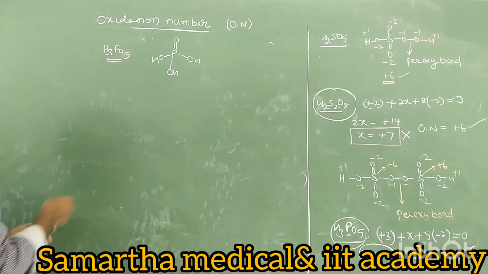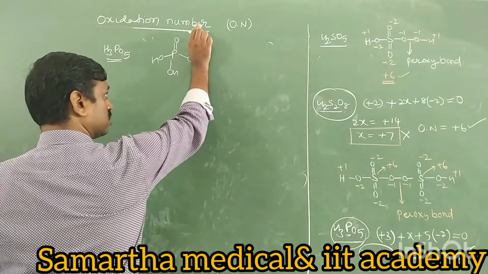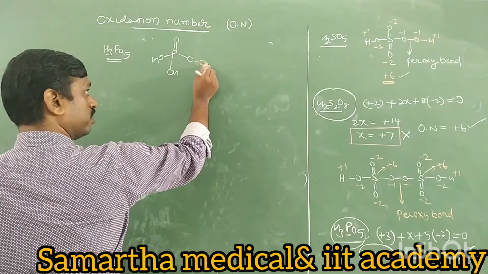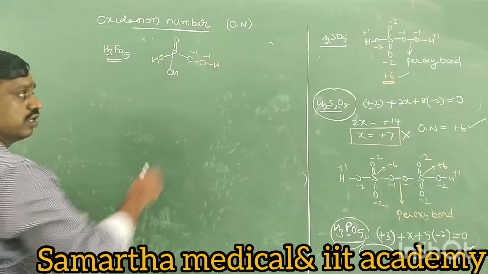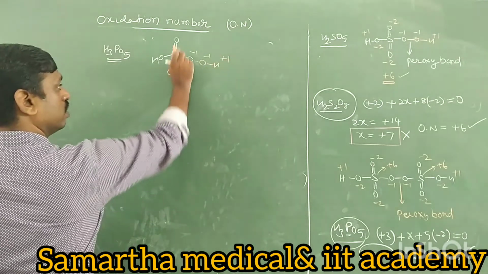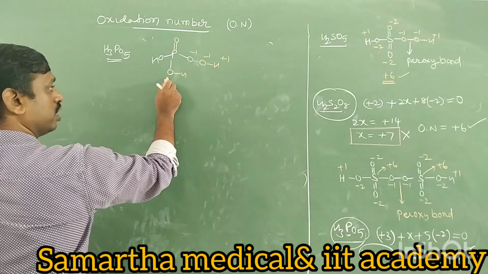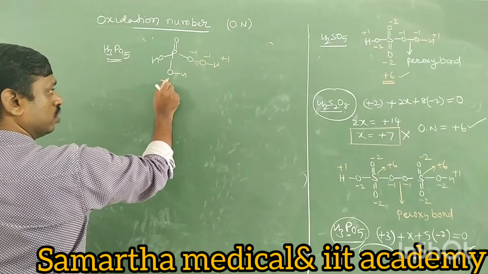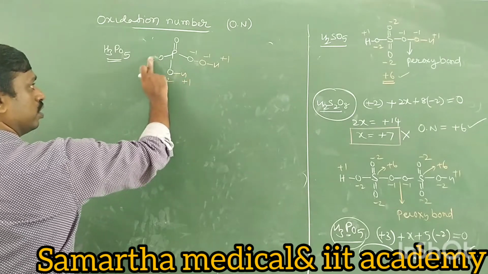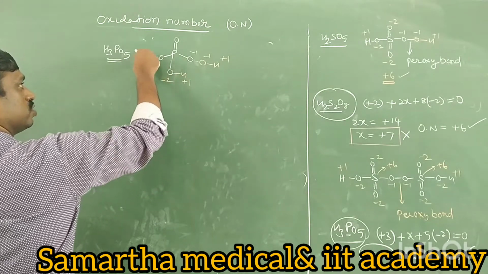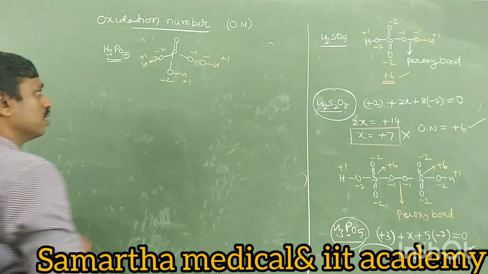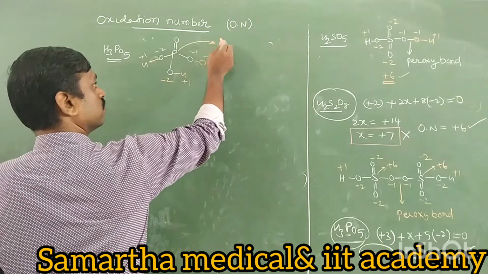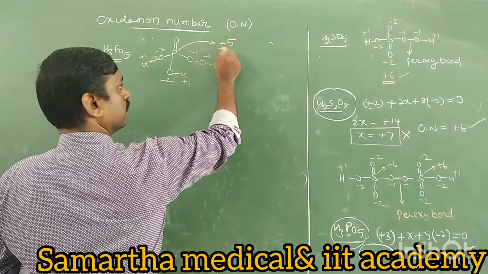One oxygen extra will be linked with one more oxygen. Therefore, minus 1, minus 1. This is a plus 1. Now here it is a minus 2, plus 1. Here also it is a plus 1, minus 2. Then calculate, it becomes plus 5.